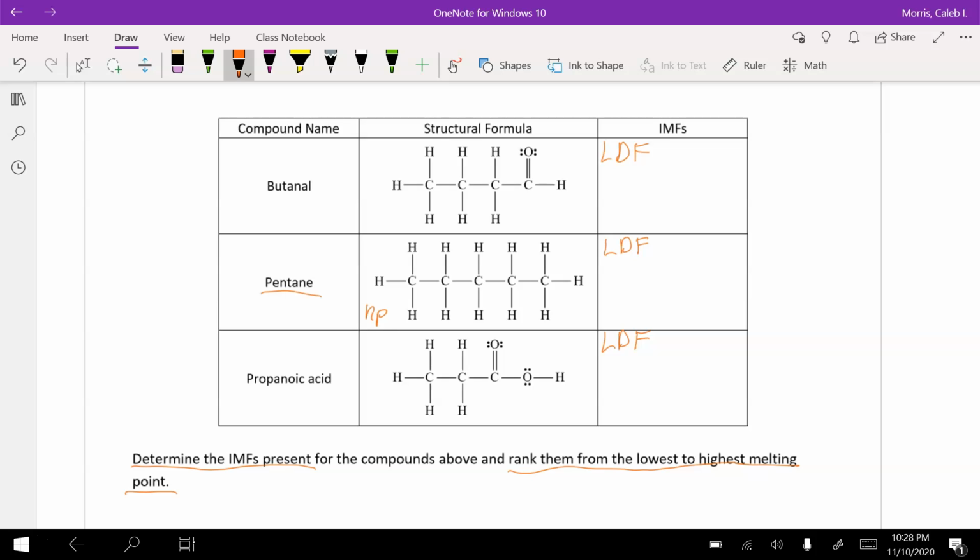Then we get to butanol, this one up here, butanol. It has LDF, but it looks like it's got something else because I have a dipole right here. You see, oxygen is more electronegative than carbon is, so we've got a net dipole facing that way, and it doesn't cancel out with anything else. So that means we do have a polar molecule here. Looks to me like we have some dipole-dipole forces.